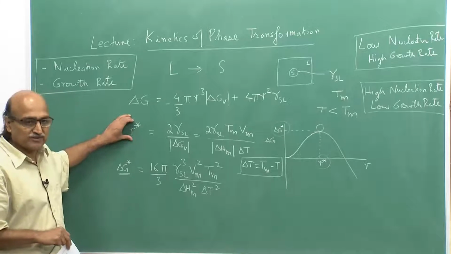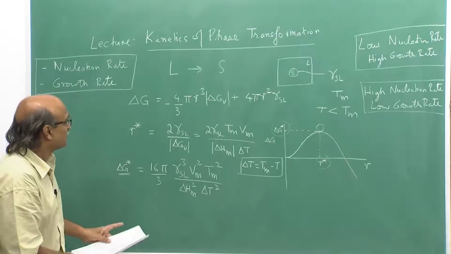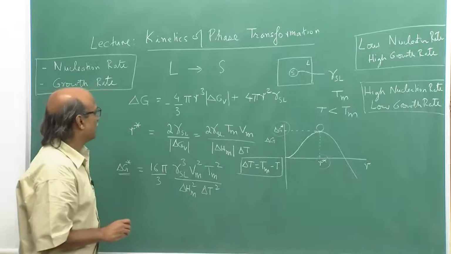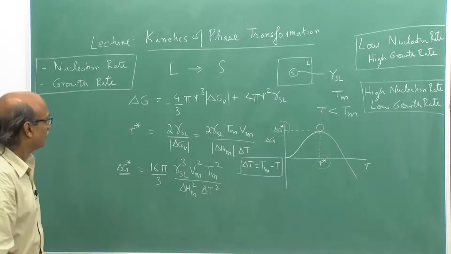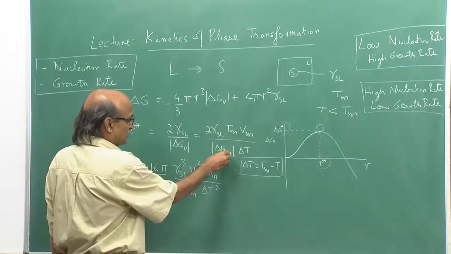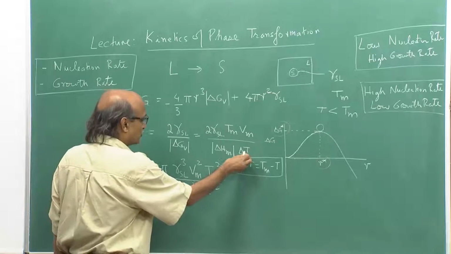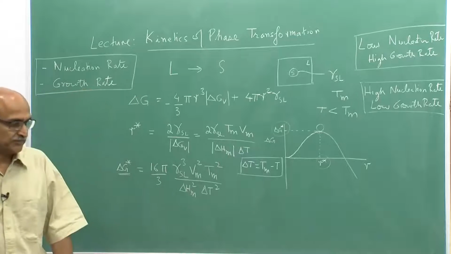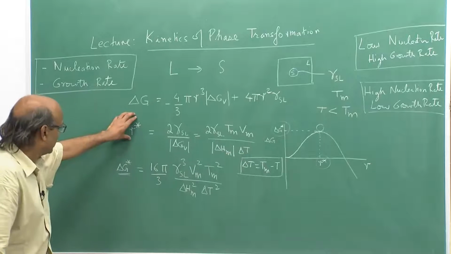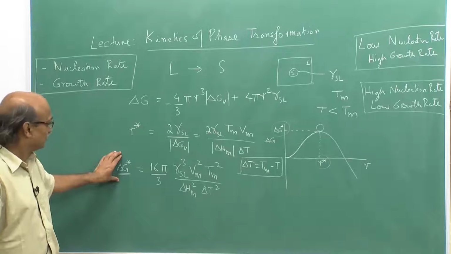Similarly, if you look at the critical size R star, what factor on the right hand side is going to govern what is R star? Well, for a given system, gamma is constant, enthalpy is constant, Vm is constant, Tm is also constant, so the only thing that is left is the undercooling. So, very clearly, if delta T is small, R star would be large. Similarly, if delta T is small, delta G star would be large.